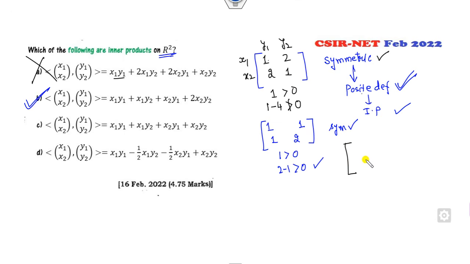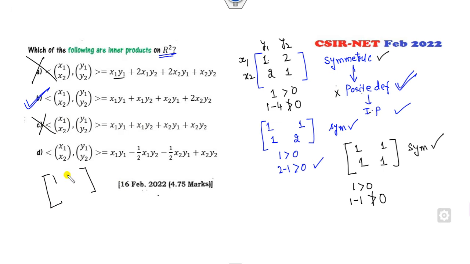Look at the third option. x1, y1. x1, 1, 1. Is it symmetric? Yes. 1 is greater than 0. 1 minus 1 is not greater than 0. So it is not positive definite. It means it is not an inner product. Look at the last one. 1, minus half, 1. Is it symmetric? Yes. First principal minor 1. 1 minus 1 over 4 is greater than 0. So yes, this is the inner product.